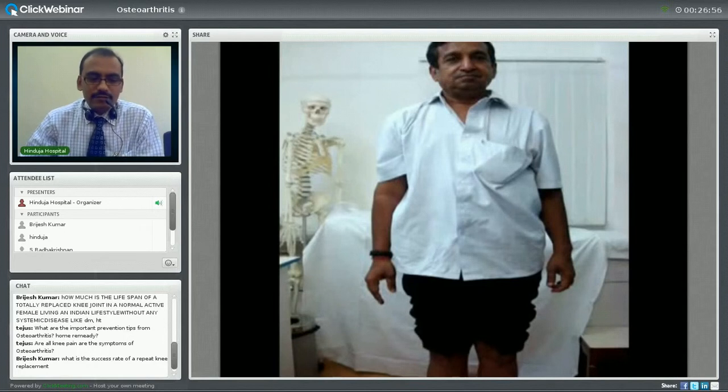You can see Mr. Brijesh Kumar is asking what the success rate of a repeat knee replacement is. Yes, we do have a facility for doing revision replacement surgeries also. But before planning a revision replacement surgery, we need to evaluate whether the primary surgery has done well for an adequate period of time, say more than 10 plus years. If the patient is doing well after replacement surgery, that is considered a successful surgery, because joint replacement is not a surgery where we look at short-term results like 2 years, but 10 plus years.